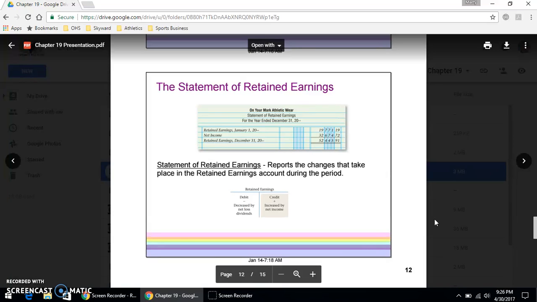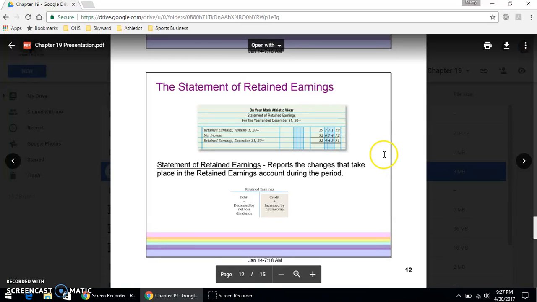So let's go ahead and get started on the statement of retained earnings. The statement of retained earnings is going to be very similar to the statement of changes in owner's equity that we did back when we did sole proprietorship accounting records. Now, it is important to know that the statement of retained earnings reports the changes that take place in the retained earnings account during the course of a period.